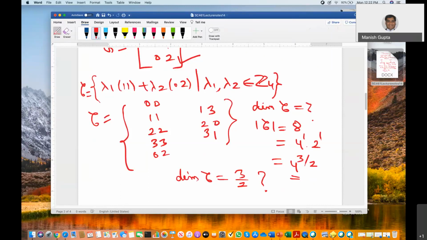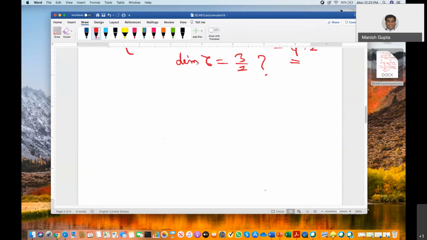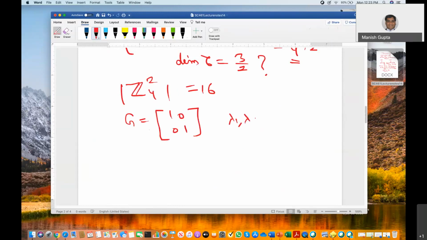Actually, a nice theory has been developed by some people. In fact, I have also developed a few things here. What we can do is define a new way of looking at the basis. So let us see the example. If you look at Z4 square, there are a total of 16 vectors. One way, as I told you, is putting it in matrix form, a generator matrix, so that we can generate all the 16 vectors when lambda 1 and lambda 2 are over Z4.